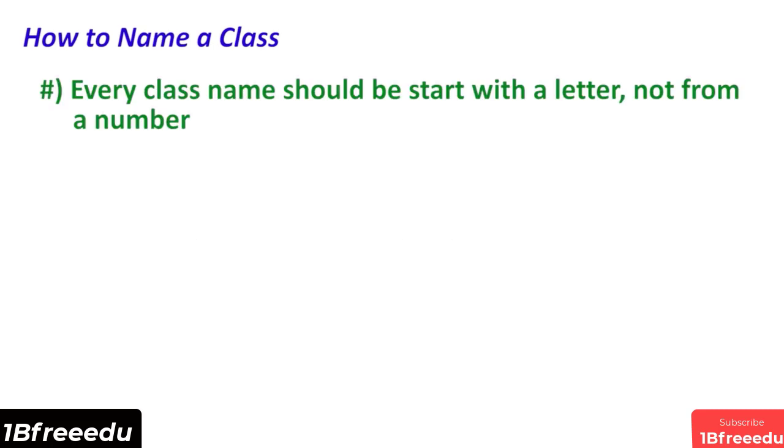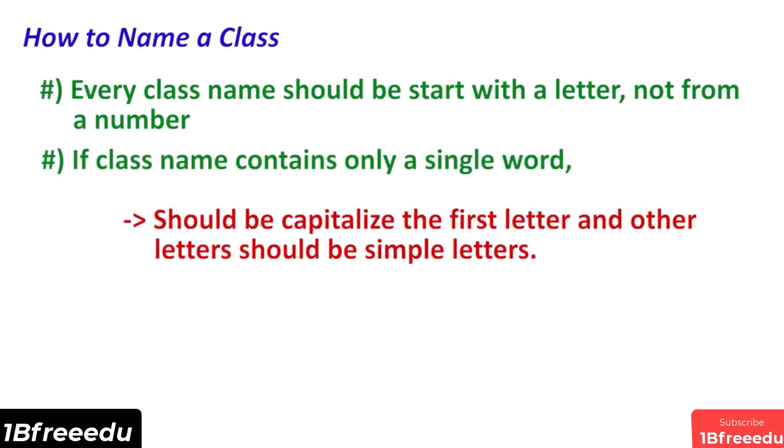First, I will explain how to name a class. Every class name should start with a letter, not a number. If the class name is a single word, the first letter should be capitalized and other letters should be simple letters. For example, Vehicle, Animal. You can see here in the Vehicle class, the first letter V is capital and other letters are simple. Also in the Animal class, the first letter A is capital and other letters are simple.